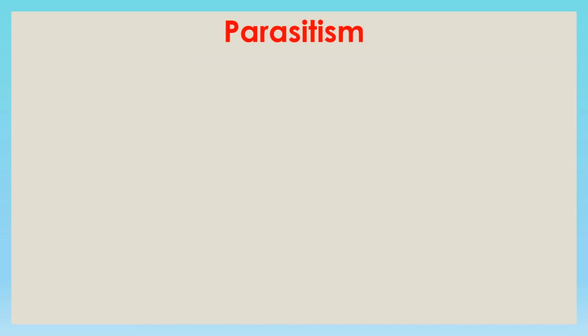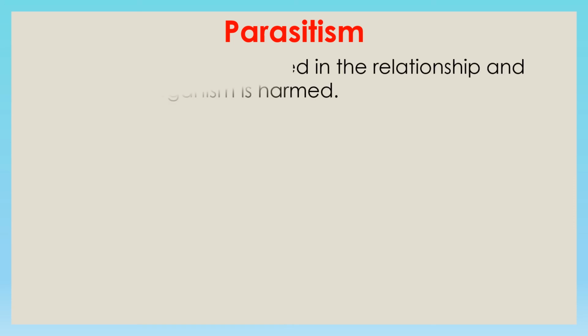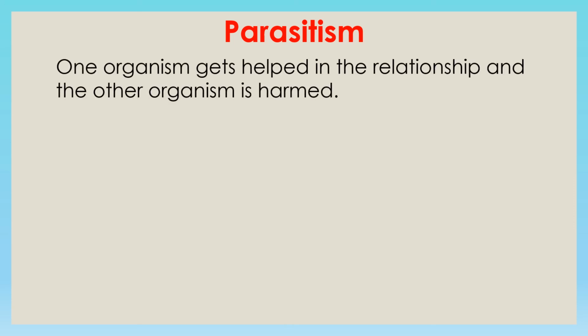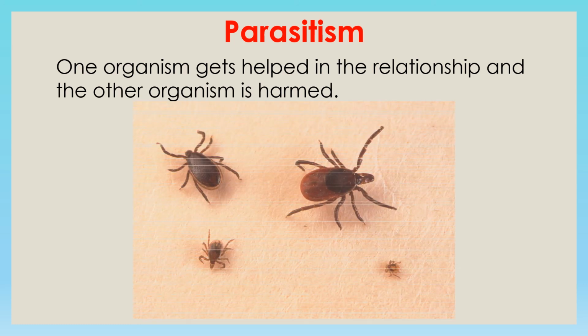Okay, lastly, we have parasitism. This is the relationship that I hate. Because one organism gets help in the relationship and the other organism is harmed. Okay, like tick, these parasites. When it gets through the skin, it sucks your blood, and then after that, it will just leave you to be hurt and so itchy. Sometimes it can also give you diseases.